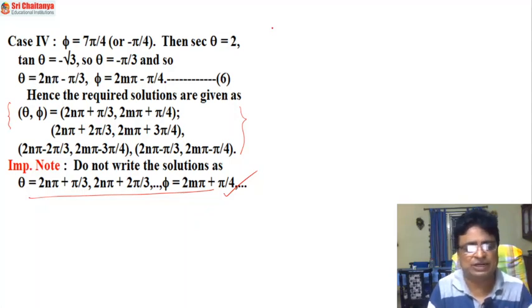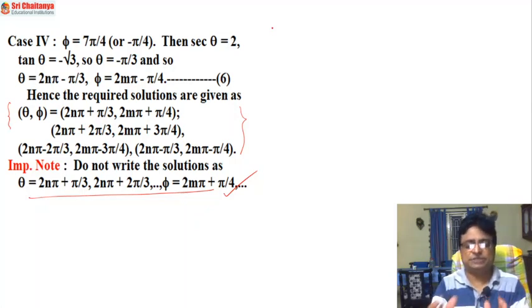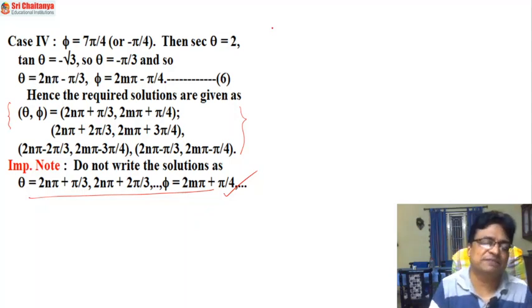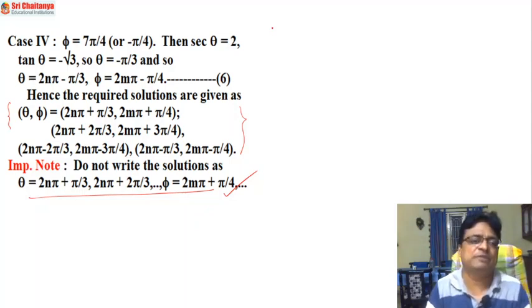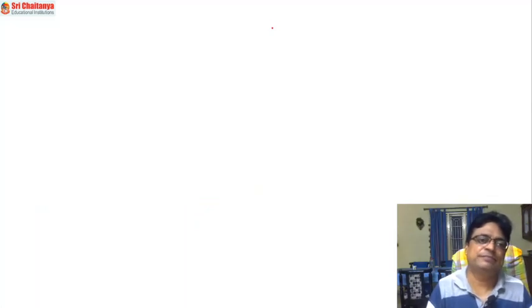Don't panic over this. This is a very simple one. The point is, you just confine to the common values. For what values of the unknowns in the closed interval [0, 2π] are the equations satisfied? You find it, add 2nπ to that, and you will get the general solution. So read the steps and methodologies very carefully.